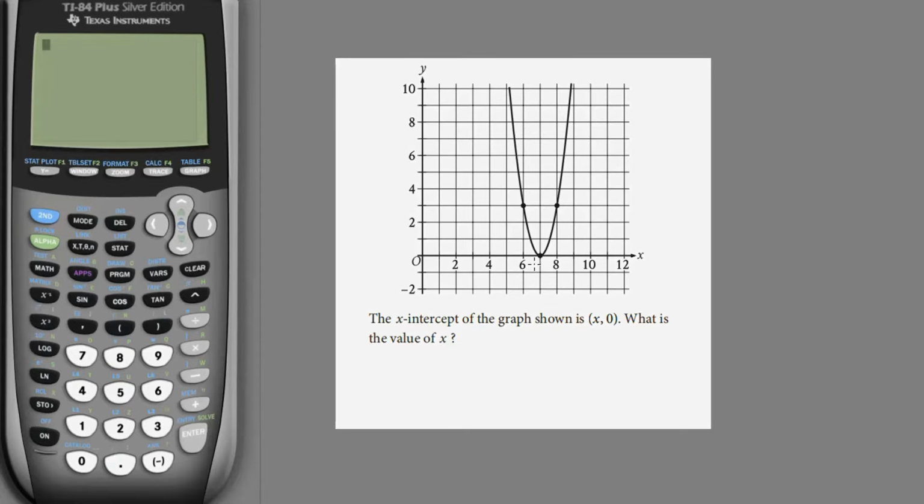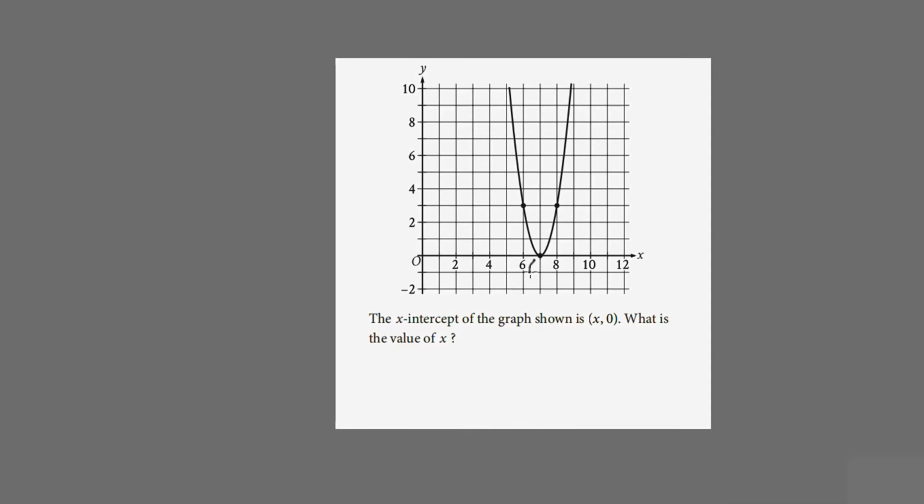Let me demonstrate, let me show you. Look at it, this point here. This point is at 7, 0. So this shows us that the x-intercept of the graph, the value of x here, is 7. Because this is the positive x-axis, whereas this is the negative x-axis.